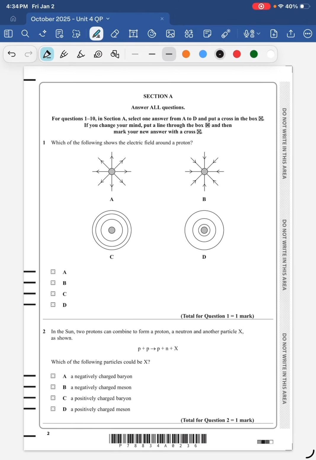So question 1. Which of the following shows the electric field around a proton? A proton is positively charged, therefore the electric field points outwards. So it's immediately A.